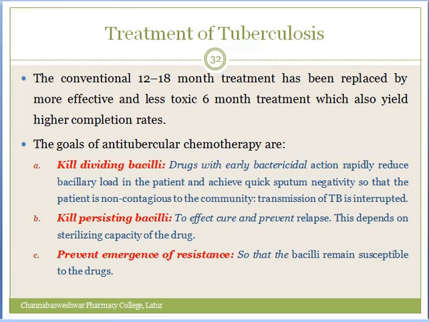Then the second goal is to kill persisting bacilli. In that, to effect cure and prevent relapse, and this depends on the sterilizing capacity of the drug. Means through the treatment, we have to cure the TB infection as well as prevent the relapse of TB. This is the second goal. And the third goal is to prevent emergence of resistance, means to avoid resistance of bacilli against the anti-TB drugs, so that the bacilli remain susceptible to the drugs. So these are the 3 goals of antitubercular chemotherapy.